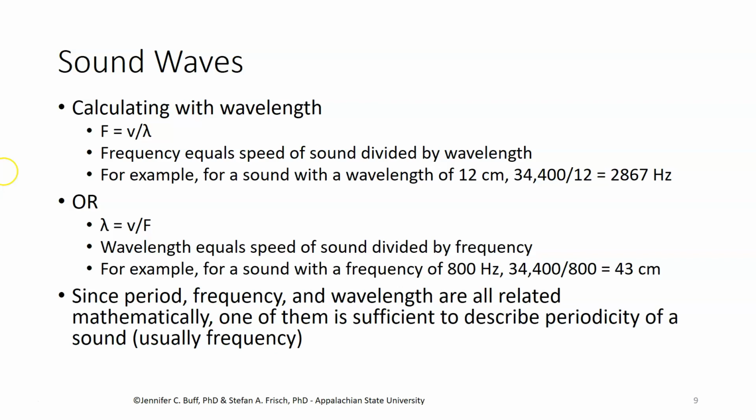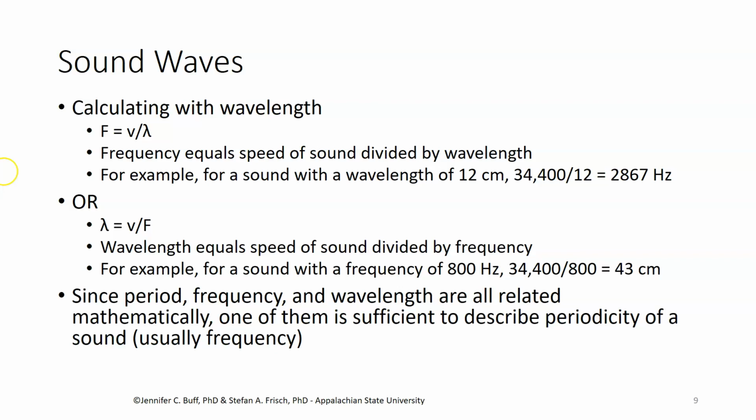Again, math allows us to move things around. The wavelength of a sound is equal to the speed of sound divided by its frequency. So for example, if we had a sound with a frequency of 800 hertz, its wavelength would be the speed of sound, 34,400, divided by that 800 hertz to give us a wavelength of 43 centimeters.